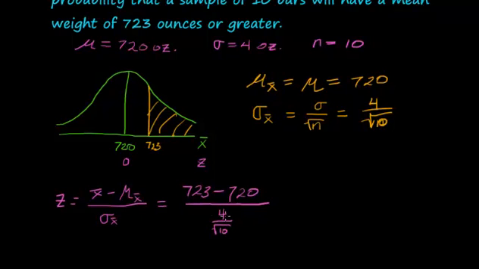But now, please be careful here. As you put this in your calculator, if you don't put this in parentheses, you may very well get the wrong answer. Your calculator will take this difference, divide by 4, and then divide that by the square root of 10, which is not what you're trying to do. So be careful.